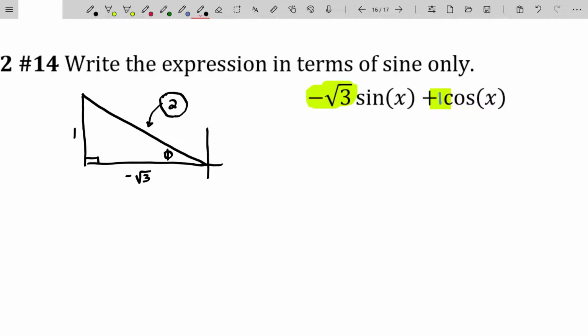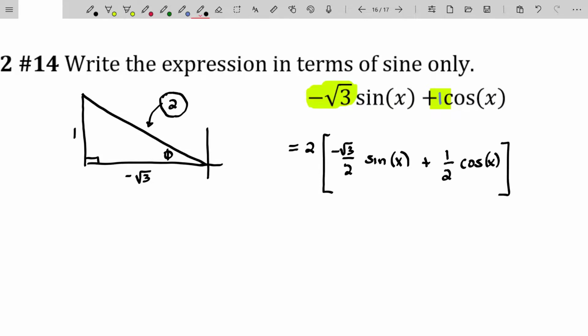That's it. So I'm going to take that entire expression and say it's 2 times negative root 3 over 2 sine of x plus 1 over 2 cosine of x. And I haven't really changed the expression. If you distribute this 2 that's in the coefficient, you will see it cancels with the 2's in the denominator, and it gets us back to the original expression. So this is no different than the original expression, just how we've written it.